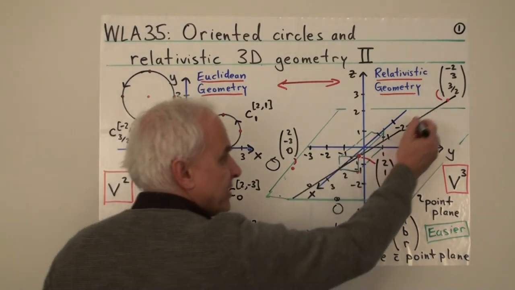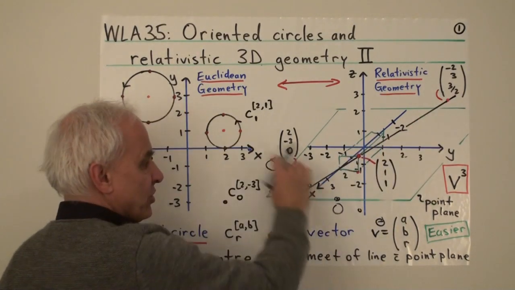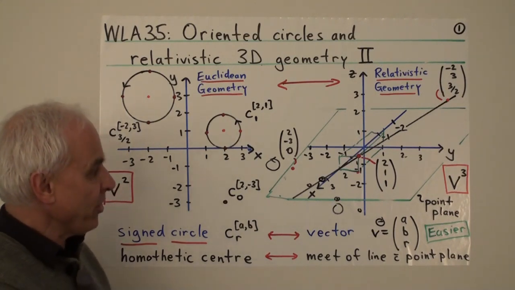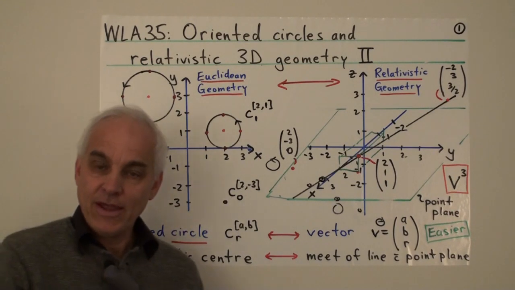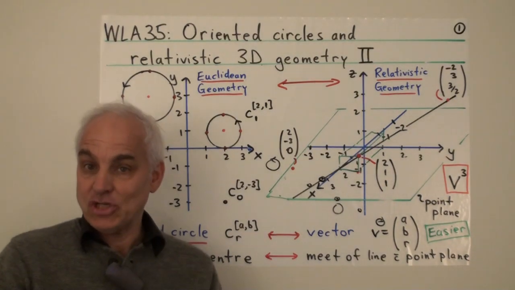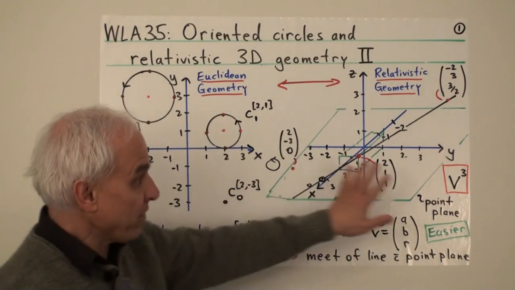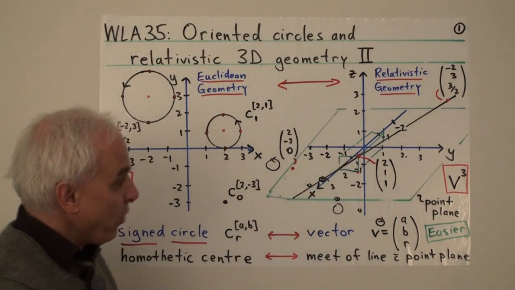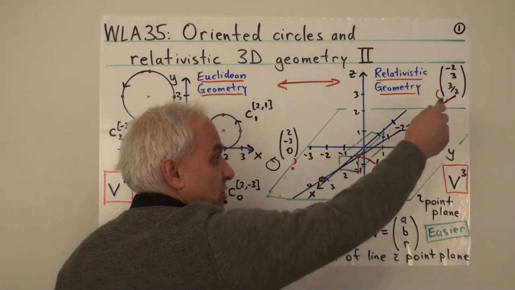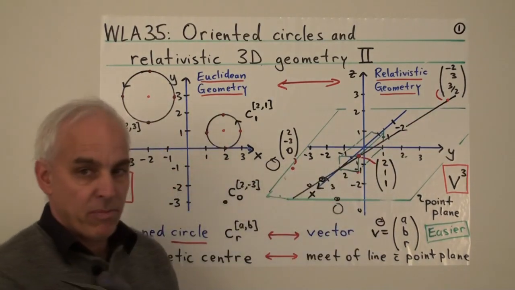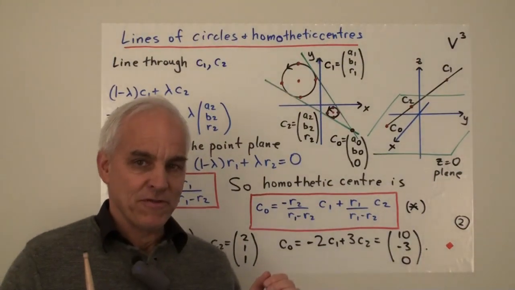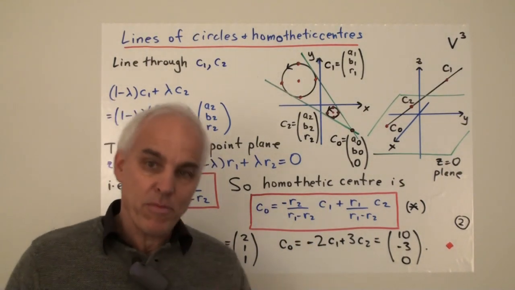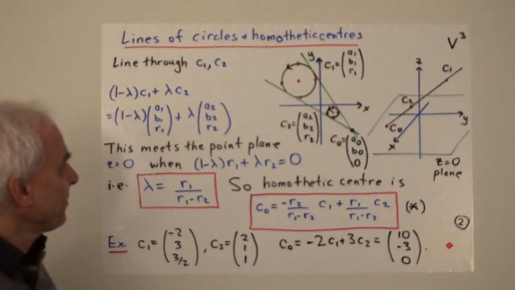So all the points on this line correspond to circles in this family. The homothetic center of two circles has an easy geometrical interpretation over in the relativistic space. It's the point where the line that joins the two circles meets the point plane. All right, so now let's exploit the fact that we know a lot about how to describe lines to get a formula for such a homothetic center.